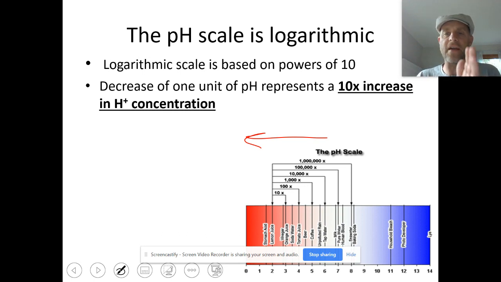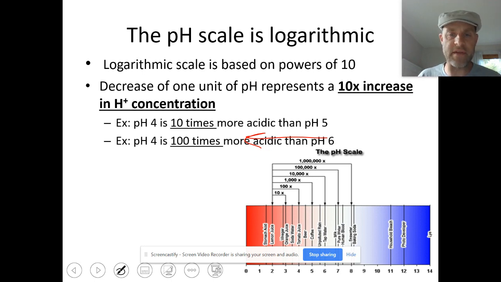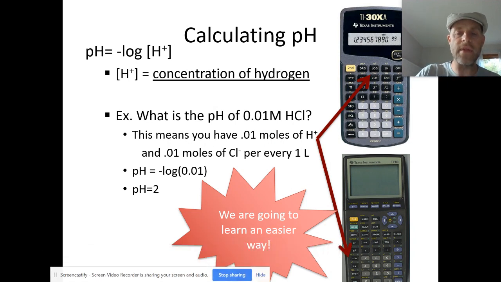Okay, so if I go from 6 to 5, 5 is 10 times stronger. If I go 6 to 4, it's 100 times stronger. If I go 6 to 3, it's 1,000 times stronger. So it's a scale of 10. It's what we call a logarithmic scale. Okay? And so I gave these examples here. So when I go to calculate it, how do I do that?